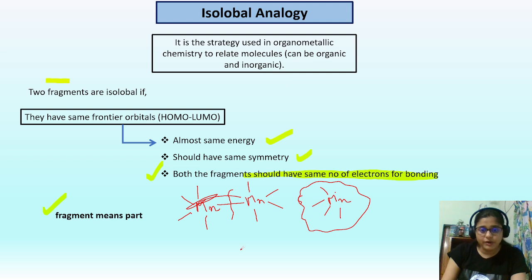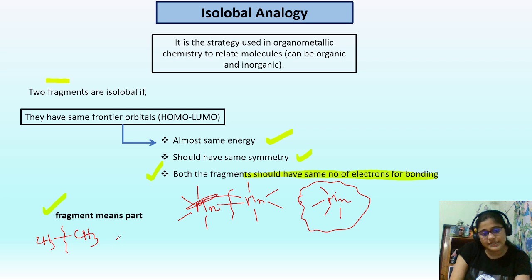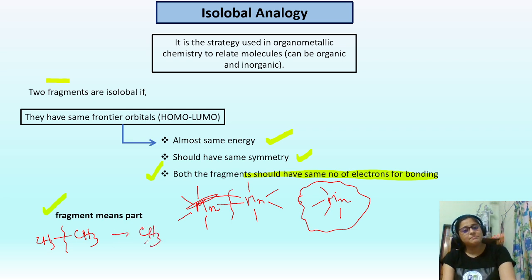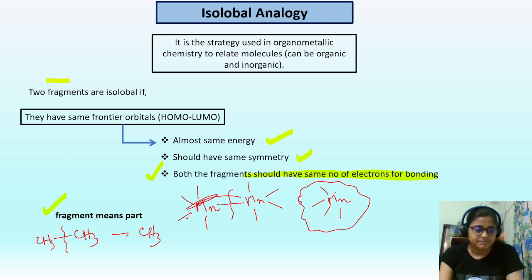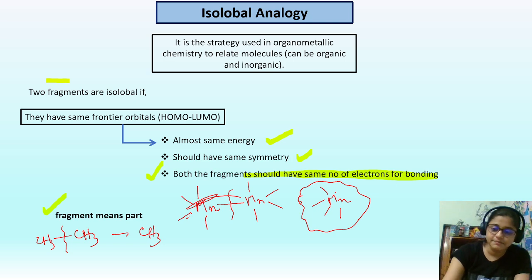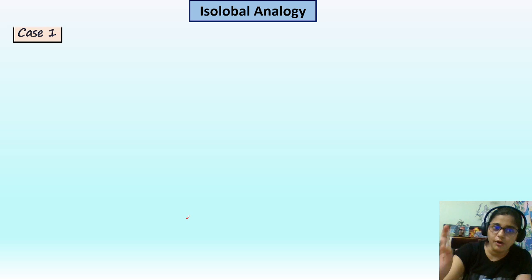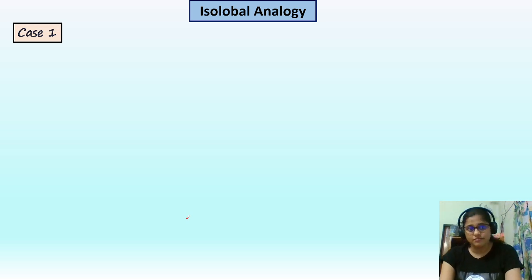I will take one more example. Let's say here I am taking CH3. Again we can break this and the fragment is CH3. Fine. So the total electron count will be, I will show you in the next slide. Clear? Okay.